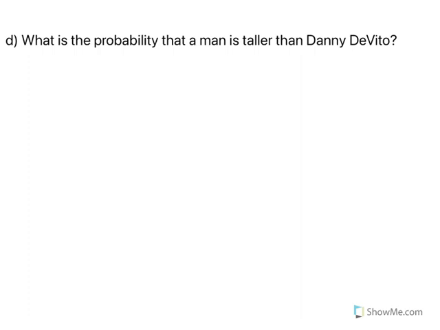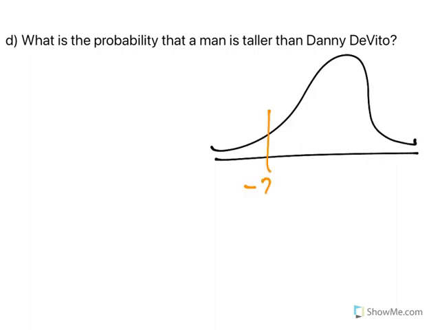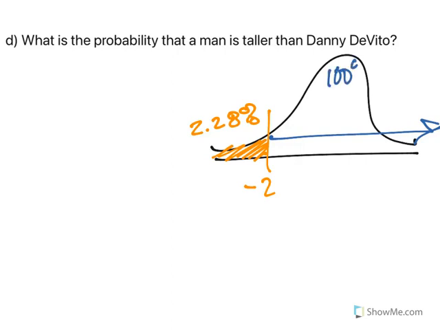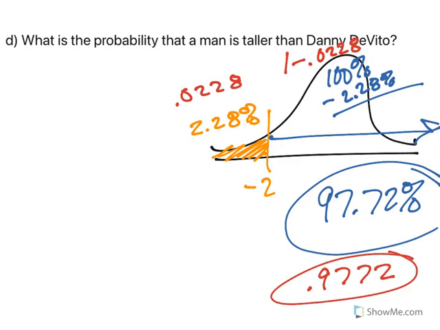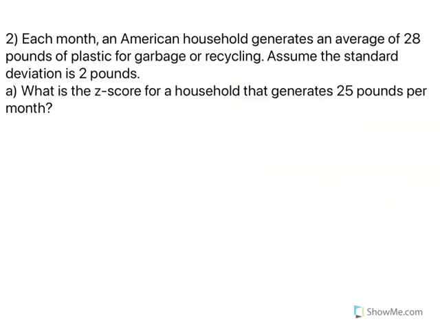What's the probability a man is taller than Danny DeVito? Well, if we draw this and say, okay, here's Danny DeVito at negative 2 z-score, and this over here is 2.28%, then everybody on this side, it's everybody else, right? So we would take 100% minus 2.28%, which gives me 97.72%. You can also do that as decimals. On the other side, it's 1 minus 0.0228, which would give us 0.9772. Either way, same thing. All right, let's move on to our next example.